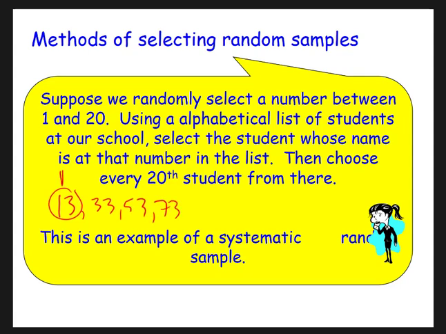We randomly selected the starting point, and then the system takes over from there. That's why it's called systematic random sampling. Again, every student has an equal chance of being chosen, 1 in 20, based on what that first number is, but it's not simple random because not every possible sample of size 100 could be chosen. We can't take all 100 students in the A's or anything like that.